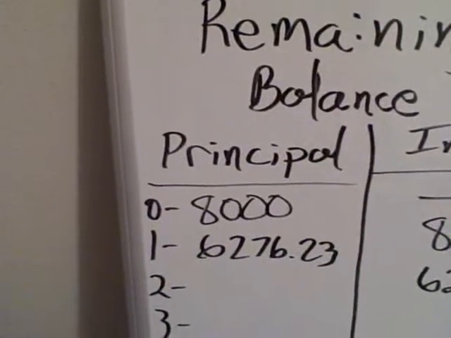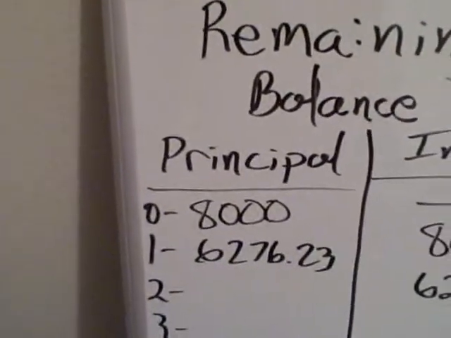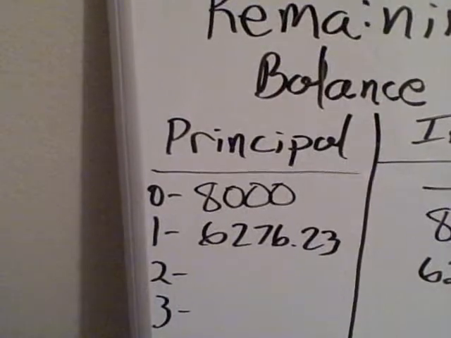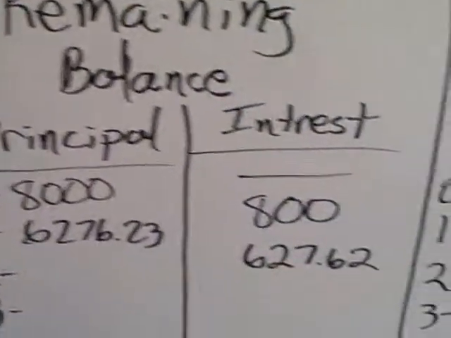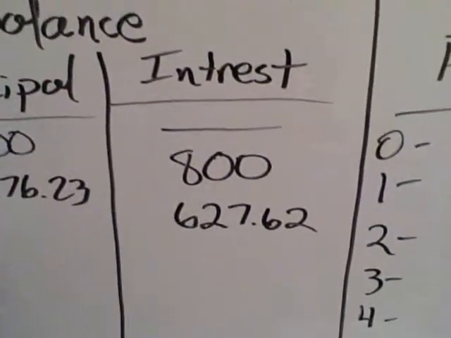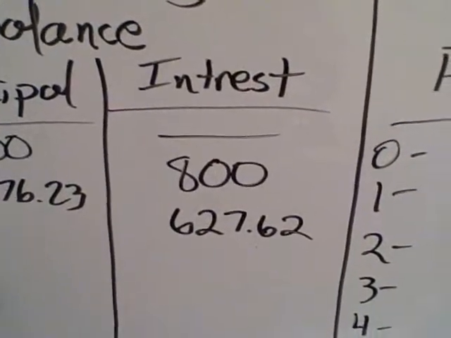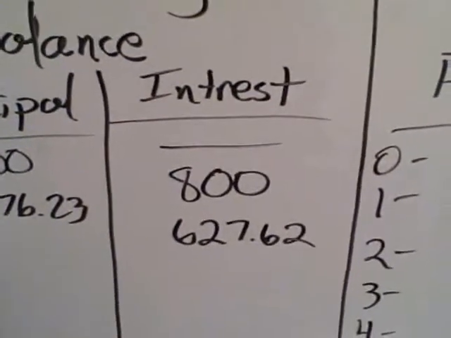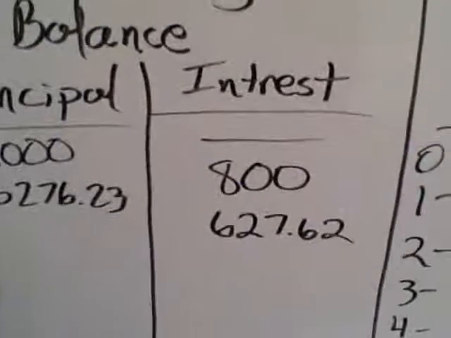Now, what makes this the remaining balance method is the interest that you'll pay next year. The interest that you'll pay on the remainder is based off of that second number, the $6,276. So your interest next year will be $627.62. So 10% of the remaining balance.